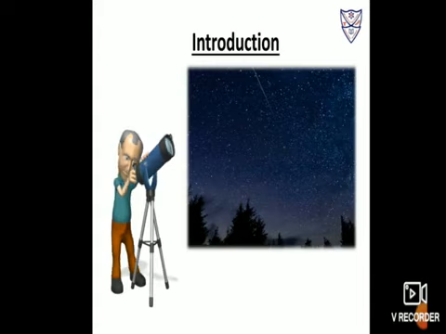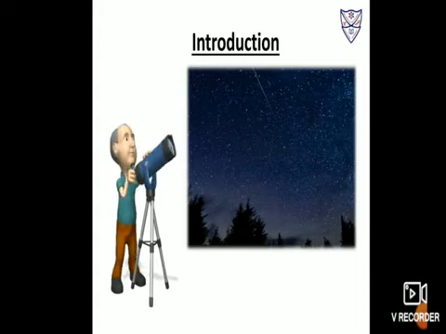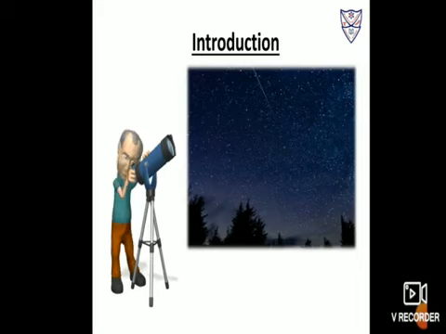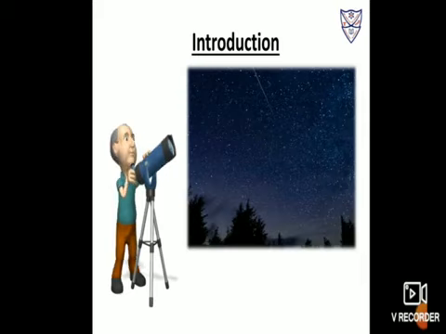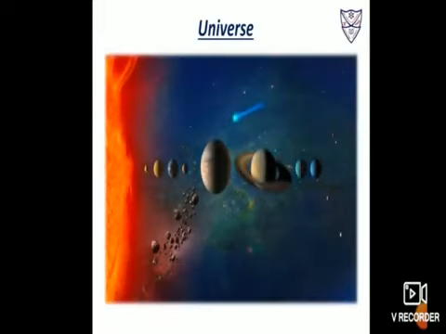Now during daytime we see only the Sun, and during night we see planets, countless stars, the Moon, comets, and meteorites. The vast space which includes everything that exists on the Earth and around it is called the universe. The universe includes stars, planets, moons, meteorites, comets, and asteroids. We are going to learn this in detail in this chapter.